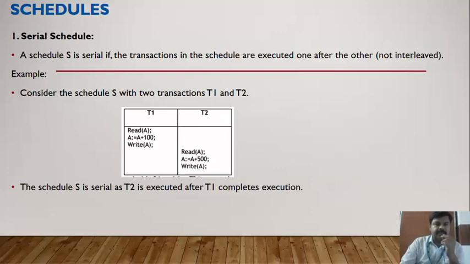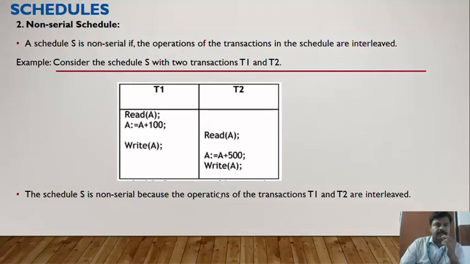So that is given as the serial schedule, as T2 is executed after the completion of T1. Once T1 completes the execution, then only T2 will be executed. Next one is a non-serial schedule.